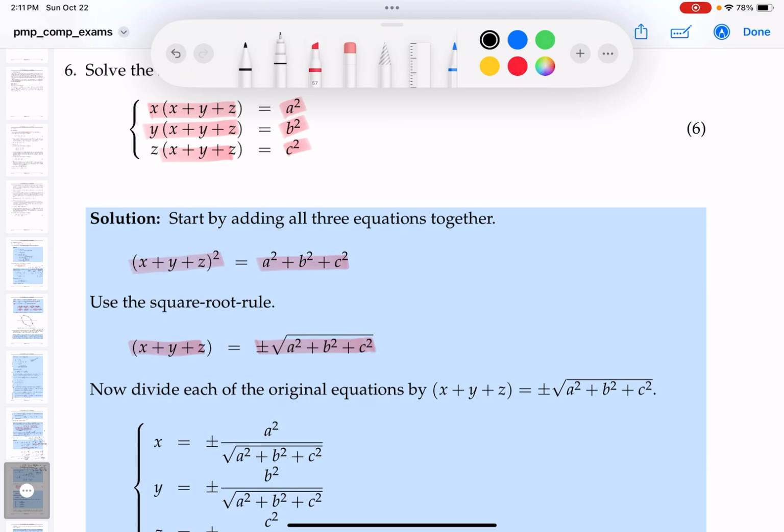Let's write that down. So I got something that sort of looks like a solution. I know that x plus y plus z is equal to plus or minus the square root of a squared plus b squared plus c squared, all right? So then, let's take a look. I got that plus or minus, right? So, x plus y plus z.